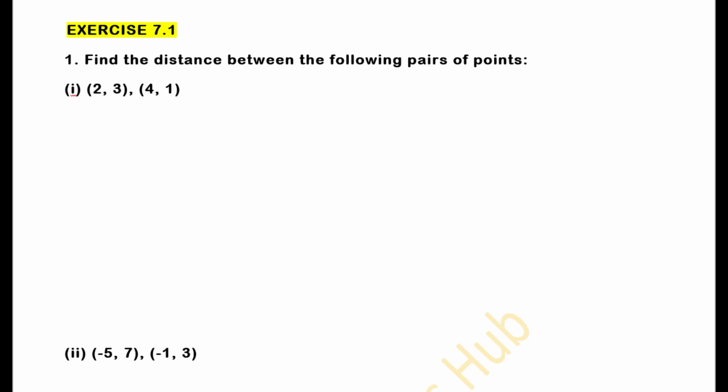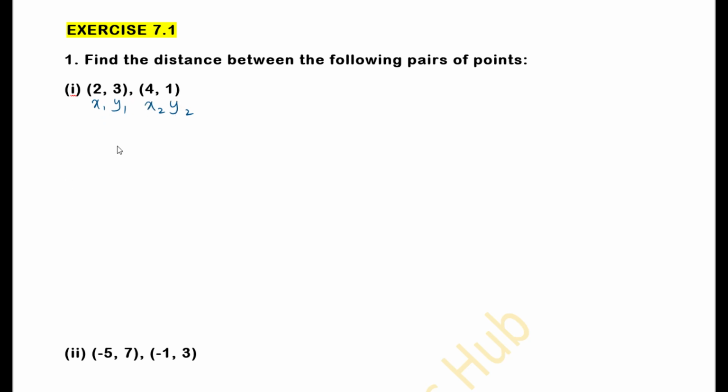Exercise 7.1. First question, find the distance between the following pair of points. The first point is 2 comma 3 and the second point is 4 comma 1. I'll consider 2 comma 3 as x1 y1 and 4 comma 1 as x2 y2. Now what is x1? x1 is 2, y1 is 3, x2 is 4, y2 is 1.